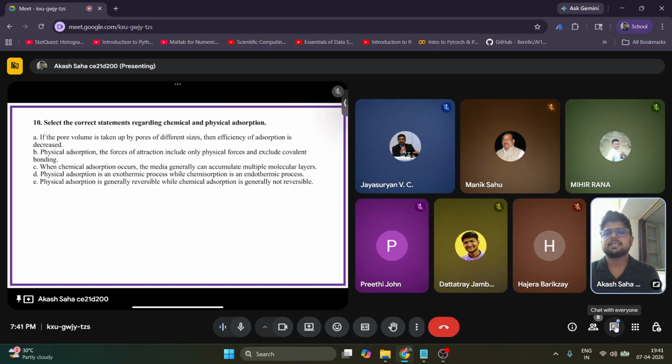Select the correct statement regarding chemical and physical adsorption. A: If the pore volume is taken up by pores of different sizes, then efficiency of adsorption is decreased. B: In physical adsorption, the forces of attraction include only physical forces and exclude covalent bonding. C: When chemical adsorption occurs, the media generally can accumulate multiple molecular layers. D: Physical adsorption is an exothermic process, while chemisorption is an endothermic process. E: Physical adsorption is generally reversible, while chemical adsorption is generally not reversible. So please try to let me know the correct answers.